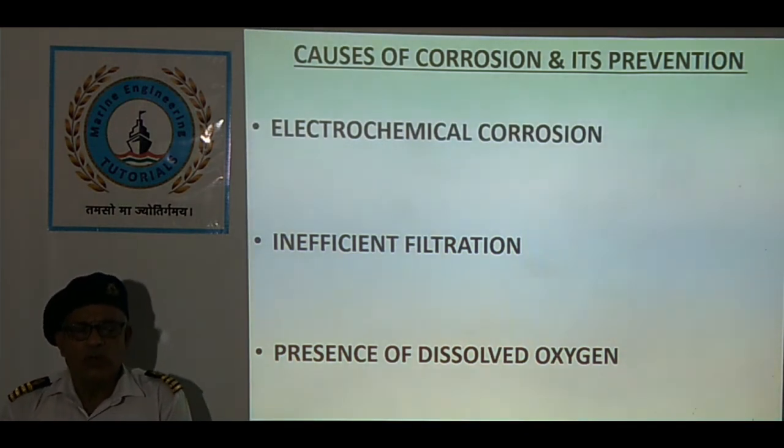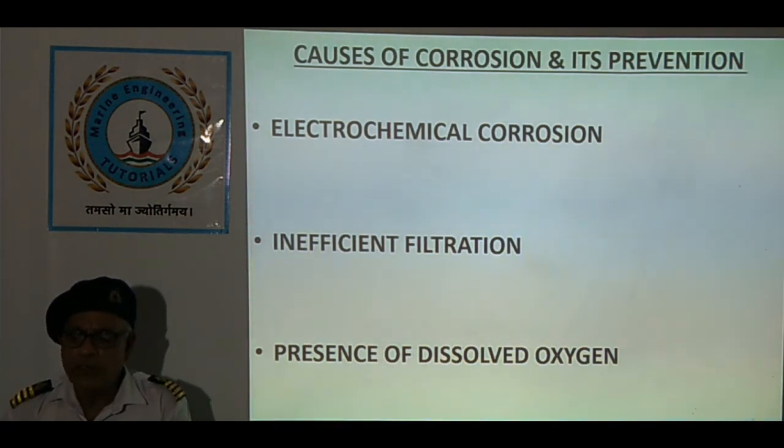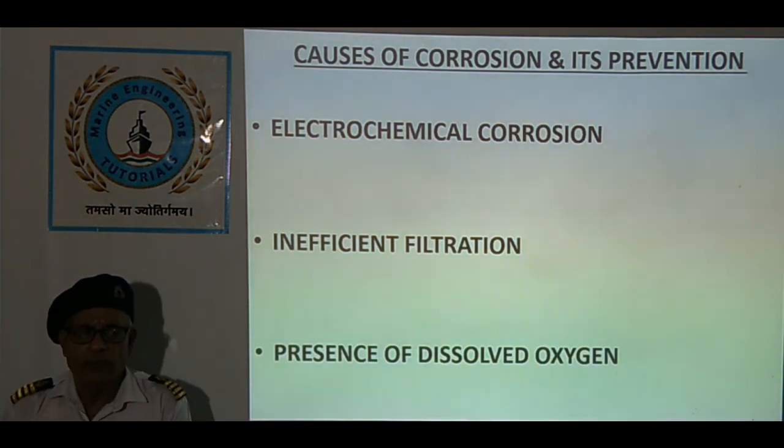And the presence of dissolved oxygen is also responsible for corrosion in the boiler. Presence of dissolved oxygen causes corrosion in boiler. It is removed from water by mechanical and chemical deaeration. This completes the study about contamination in boiler water and their harmful effects on boiler.